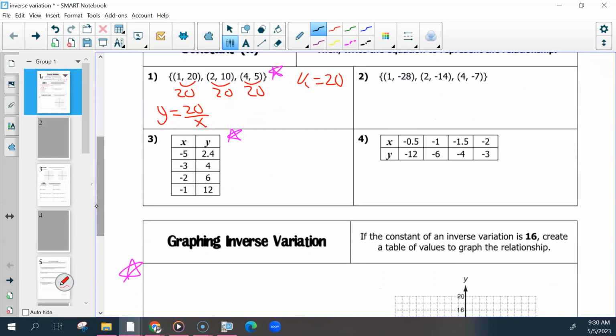Let's do a table example, 3. Multiply your x's and y's. That's our equation, that's it. Okay. And now this would be negative 12, this would be negative 12. Is this first one negative 12? So that is our k value. How do we write that equation?